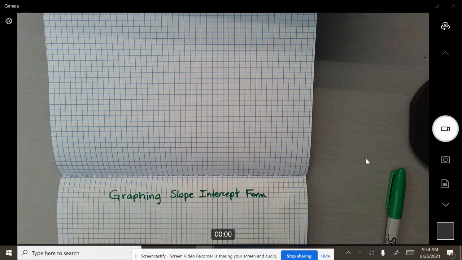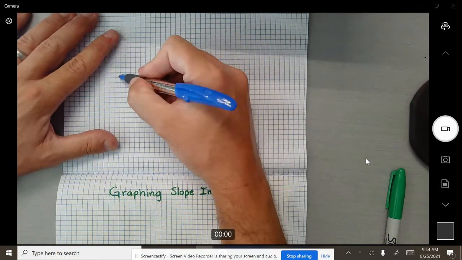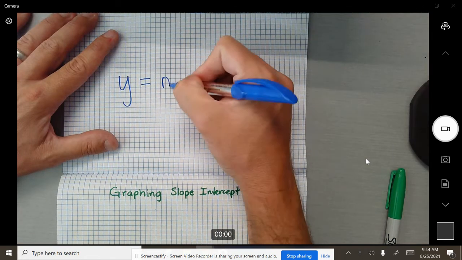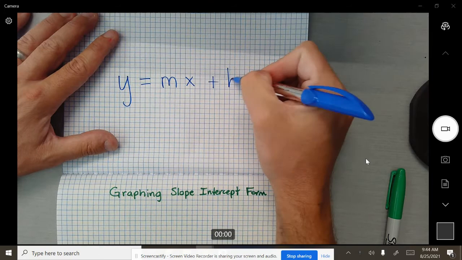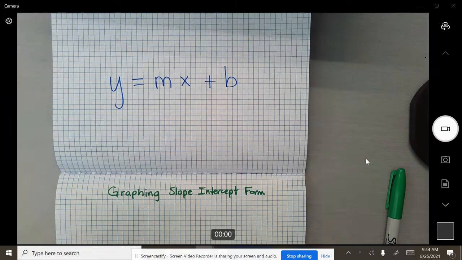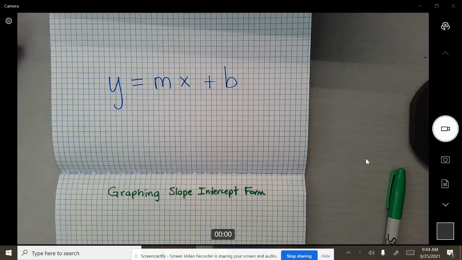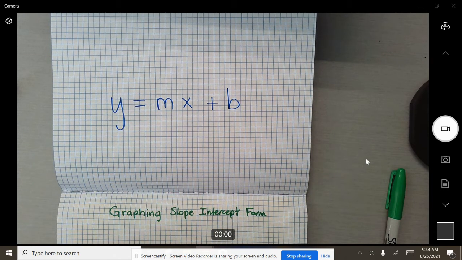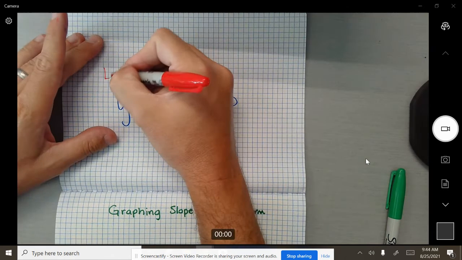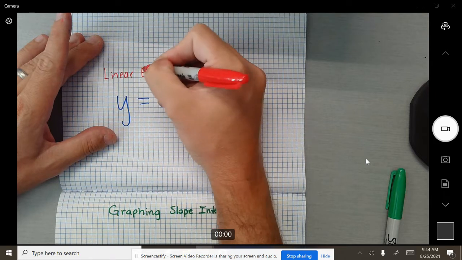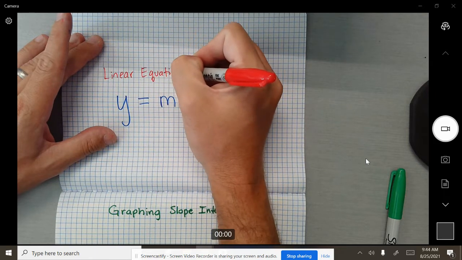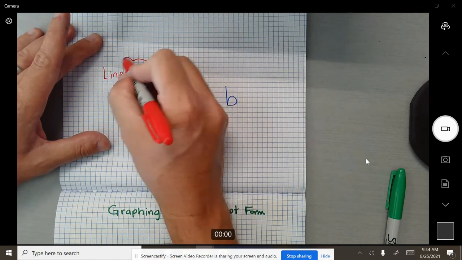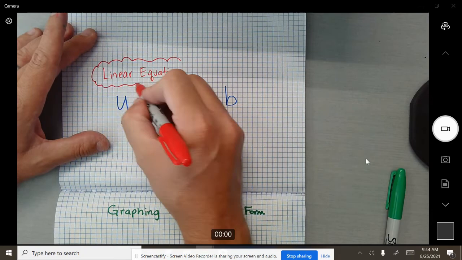I want you to go ahead and write down what slope-intercept form is. So you're going to write this down: y equals mx plus b. And it looks weird. It looks bizarre. All it is, it's two different sets of information trying to throw at you. This is actually, write this down, this is a linear equation. So write that down. And in class, we're going to talk about what a linear equation is.